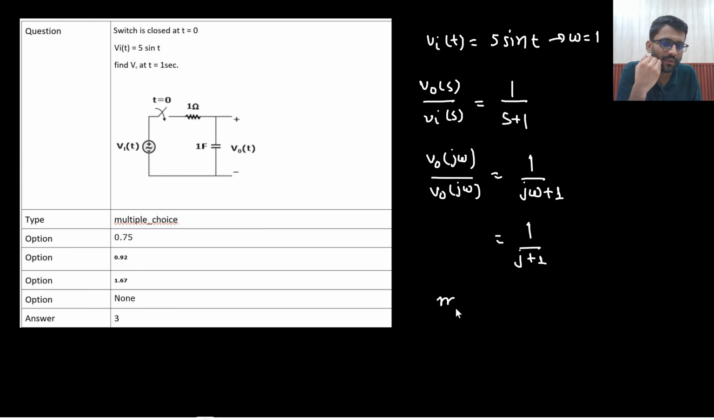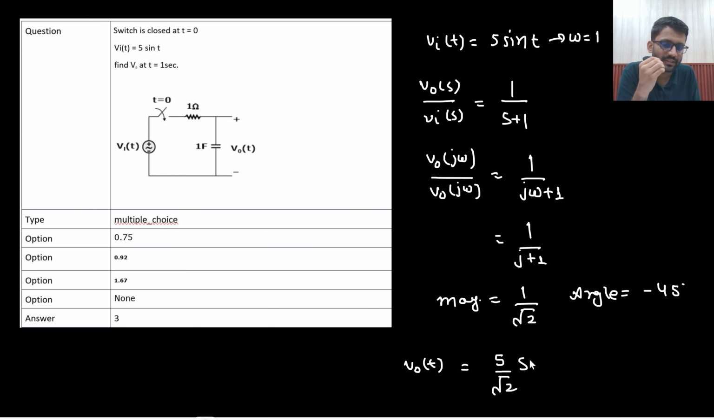So what would be the magnitude? Magnitude is coming out to be 1 by root 2. And what is the angle? Angle is coming out to be minus 45 degree. So what would be your V naught t? That would be 5 into the magnitude, that is root 2, sine t plus the angle. Angle is minus 45. But this is not the complete answer. This is only the steady state.